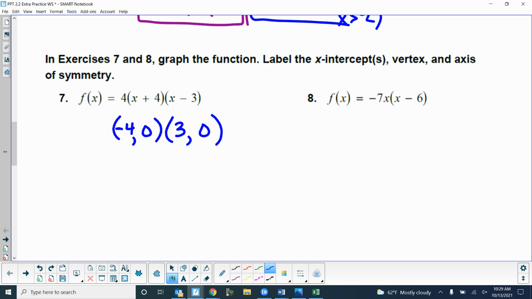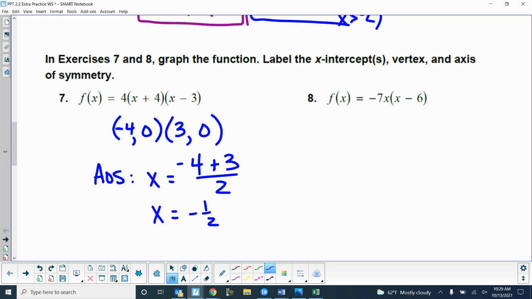All right, x-intercepts, those are easy. Remember, that's when the y value is 0. Just look at these. What's the opposite of +4? -4. What's the opposite of -3? 3. Okay? So vertex and axis of symmetry. All right, axis of symmetry is just taking those two numbers, add them, and divide by 2. So what's -4 plus 3? -1, right? What's -1 divided by 2? -1/2, right? So that's my axis of symmetry.